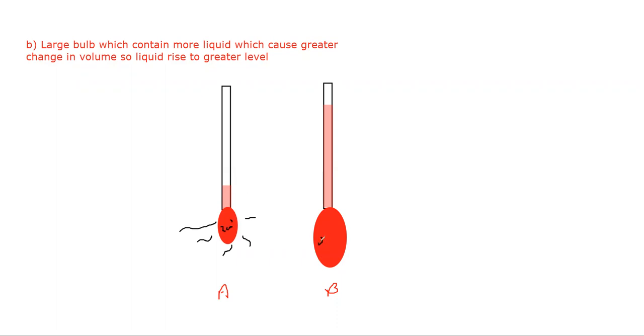But here you have 20 cm³ of liquid inside. And when it absorbs the energy from the surrounding, it will rise to a greater height. That's why for the same change in temperature, it will show a greater change in height. So thermometer B will be more sensitive as compared to thermometer A.